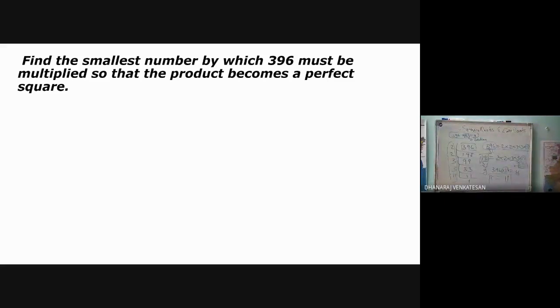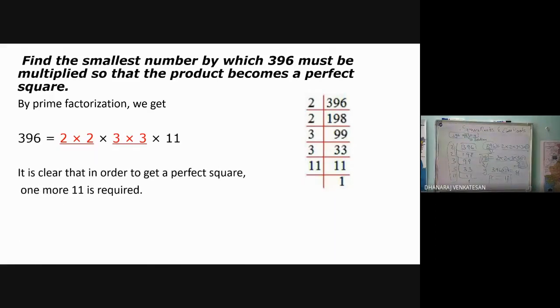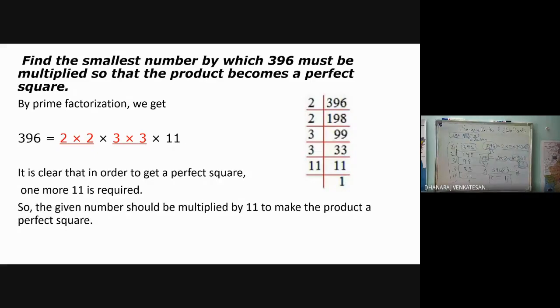You have to tick the option 11. I have given it in the PDF. Here you can see it is clear that in order to get a perfect square, one more 11 is required. For 396, you have to get another 11 so that 396 becomes a perfect square.